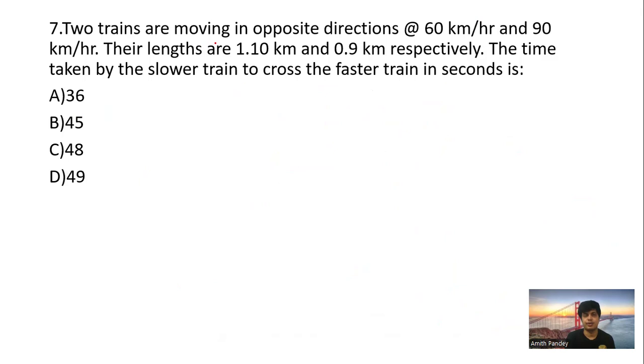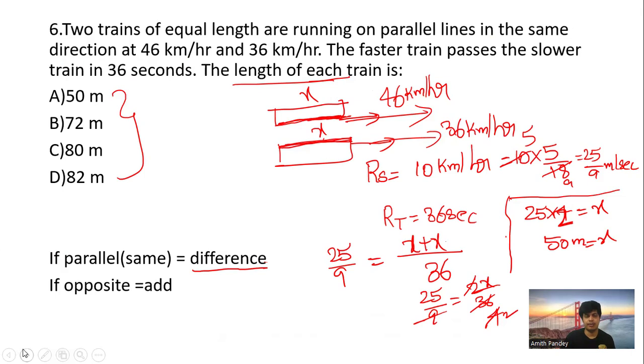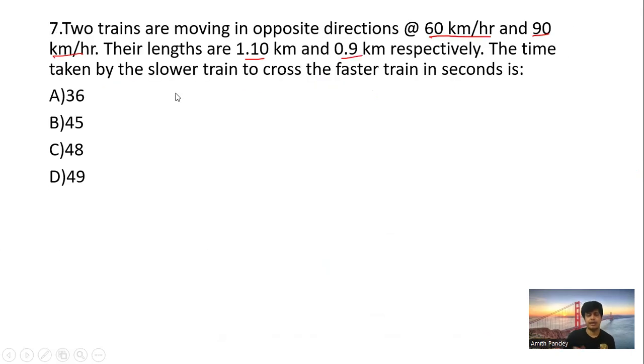Okay, there are two trains which are moving in opposite direction, that is 60 kilometer per hour and 90 kilometer per hour. Their lengths are given, this and this. Just now, as I told you, in case they are in opposite, you need to add. Fine. So here, relative speed, what will it be? Okay, let me draw the picture for you.